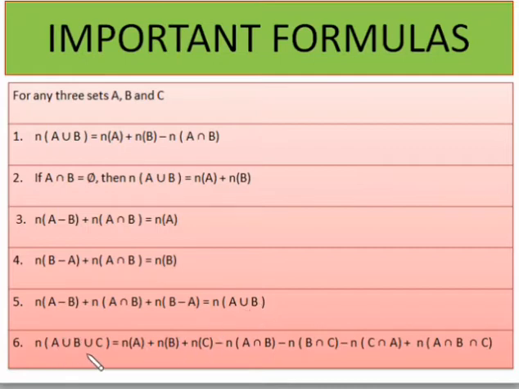Now this is the combination of three sets, that is, the number of elements in A union B union C. We get it as the number of elements in A plus the number of elements in B plus the number of elements in C, minus n(A intersection B), minus n(B intersection C), and likewise for the third pair, plus we add the intersection of all three, that is, n(A intersection B intersection C). Okay students, we use these formulas to solve the problems.